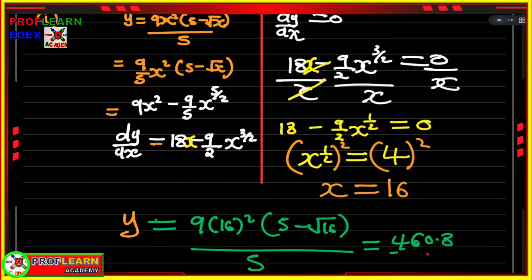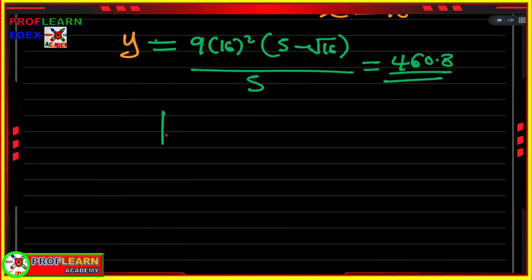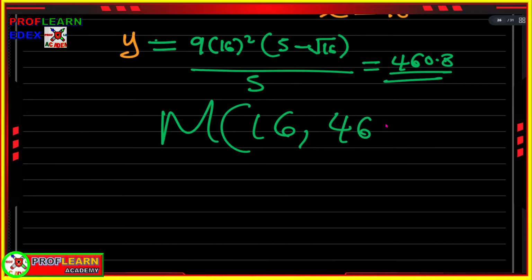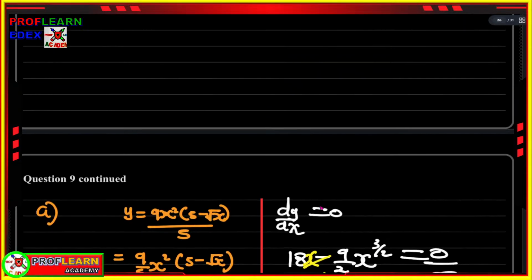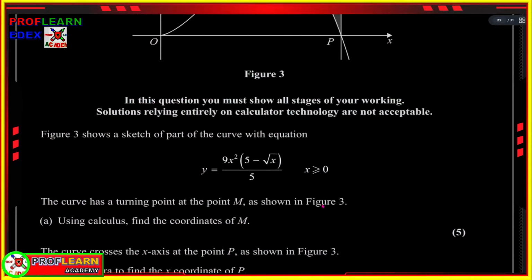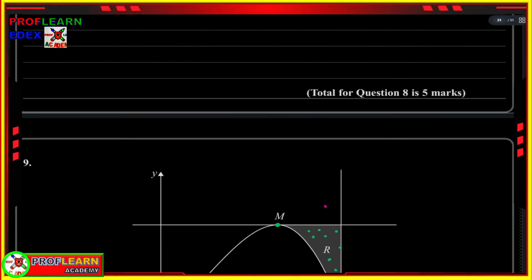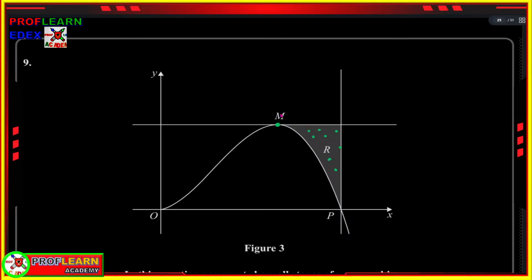460.8 at that point. So we can say our coordinate m is going to be 16, 460.8 as the answer for the coordinate of m that we were having here. Yeah, so this is the coordinate. We are done with that.